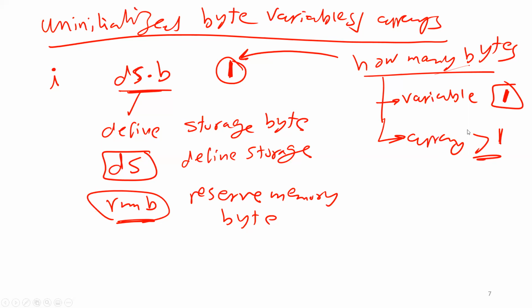If it is an array, it has to be greater than 1. So if your array has 10 elements, I'm going to write 10 here, where every element is a byte. It's very easy. Again, if you want to define an uninitialized variable or array, all you have to do, guys, is name, ds.b. If it is a variable, put 1. If it is an array, put how big the array is, how many elements you have. Again, every element is a byte because this is an array of bytes. Any questions?